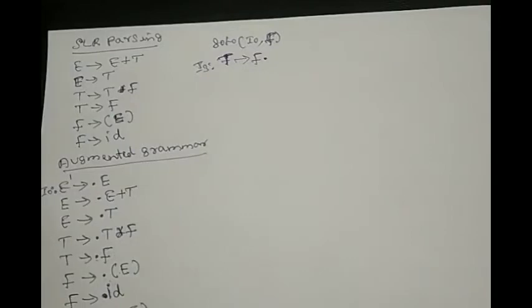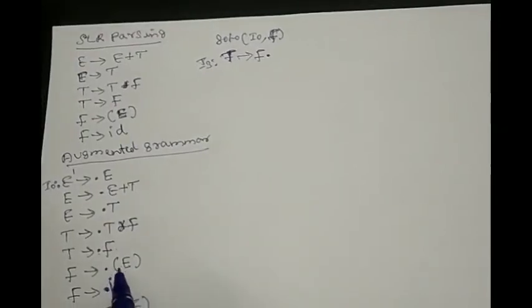Now we'll go for the next one. Now we take up this production, where the dot is before an open bracket, so we have to process that. So F tends to open brackets.